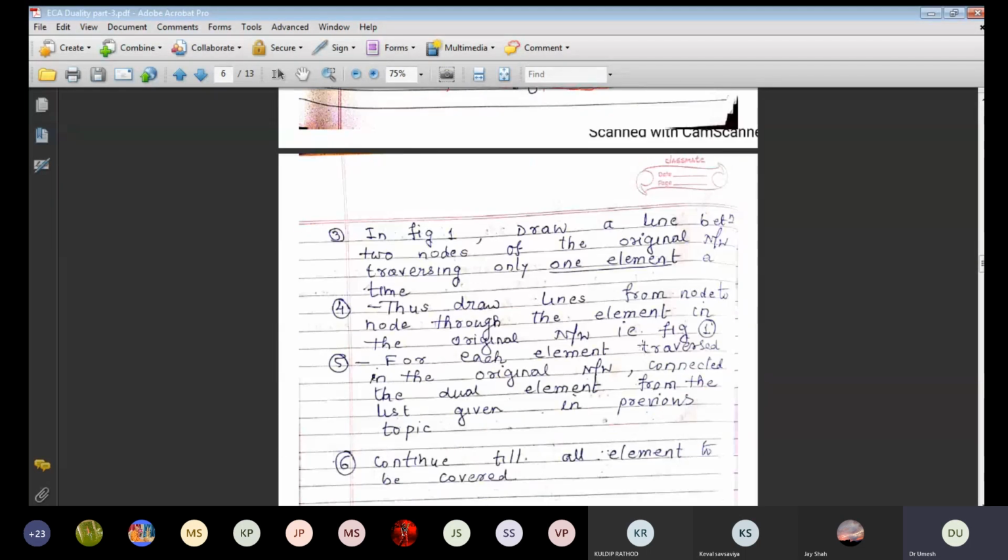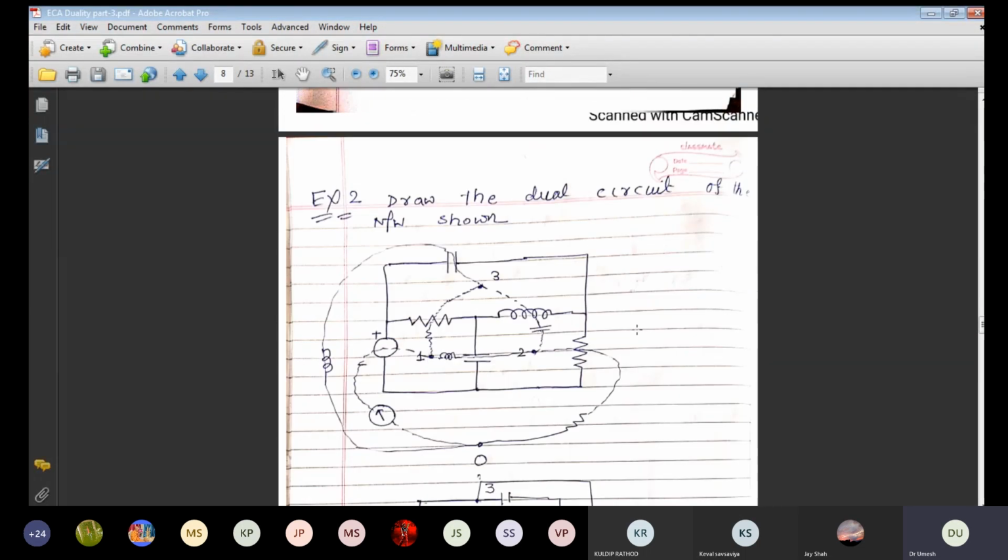Okay, so in this way you can connect a dual network. Suppose a second example, suppose we are taking here. If we draw a dual network of the figure shown like this, we have 3 loops here. So what is the first step? You have to put a dot 1, 2 and 3.